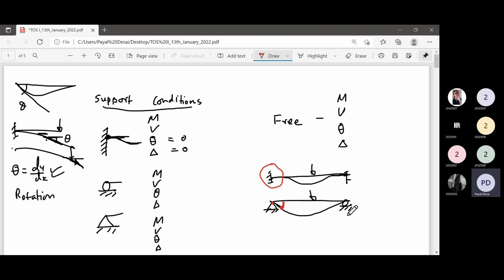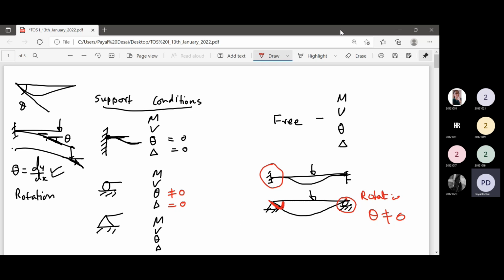From observation you will understand that roller and hinge supports have rotations. So rotation means theta is not 0. We need to calculate theta. Okay, here, because there is no reactive moment which can resist and prevent the beam from rotating at the end. Okay, so here in this case theta is not 0. Delta is 0. Vertical deflection is 0.